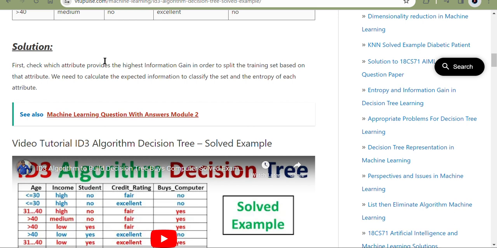In order to split the training set based on those attributes, we need to calculate the expected information to classify the set, that is, the entropy of each attribute.